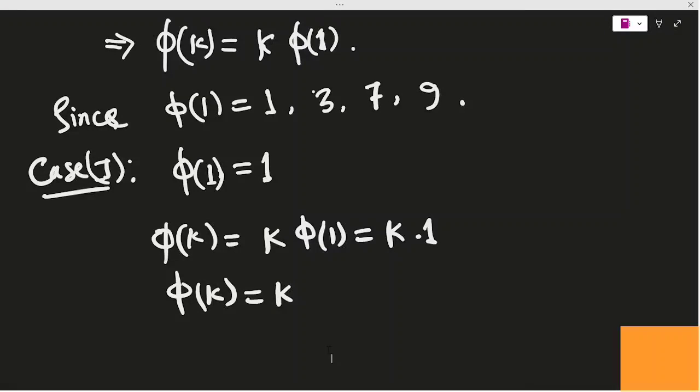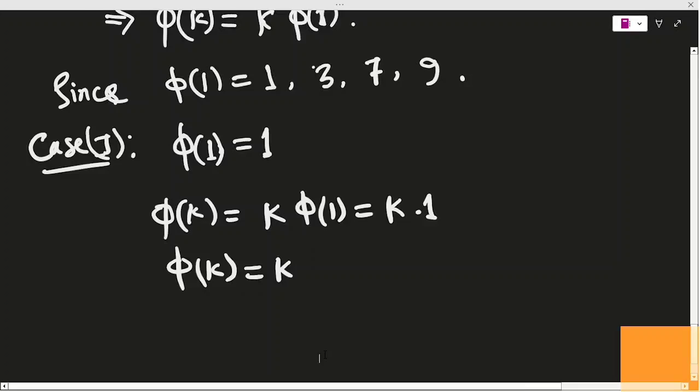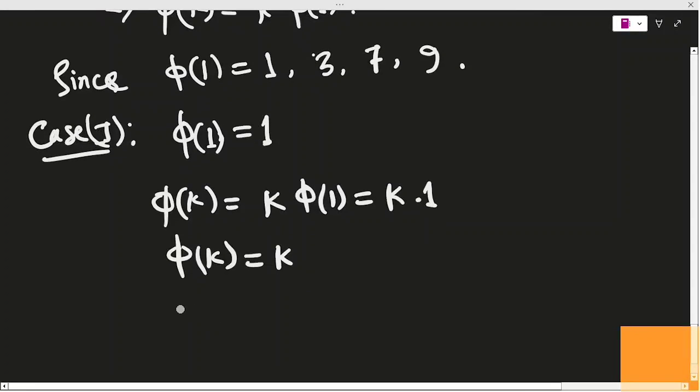Whatever element is given to me, I give it back as a guide, so phi of k is equal to k. This is an automorphism, an identity automorphism. Phi of 1 is equal to 1, phi of 2 is equal to 2, phi of 3 is equal to 3. Same element to same element. Identity automorphism. So this is the trivial automorphism.